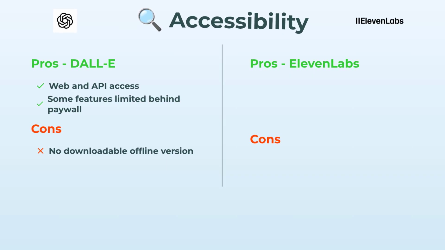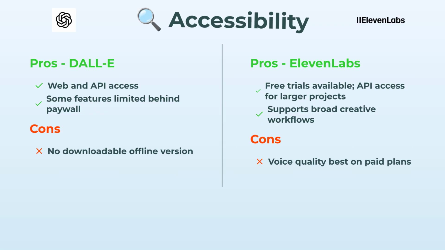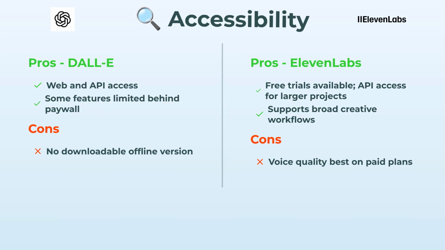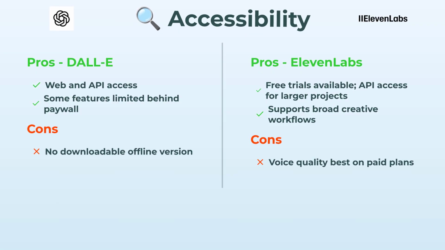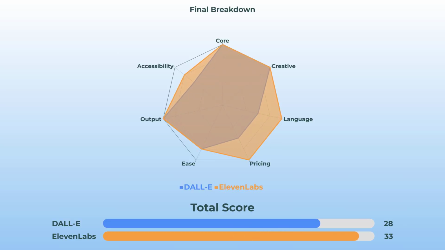ElevenLabs, on the other hand, gives you free trials, and its API covers pretty much any size project. Plus, you can plug it into bigger creative workflows. The catch? You gotta upgrade to get the best voice quality. Still, it's just more flexible. ElevenLabs nudges ahead here.